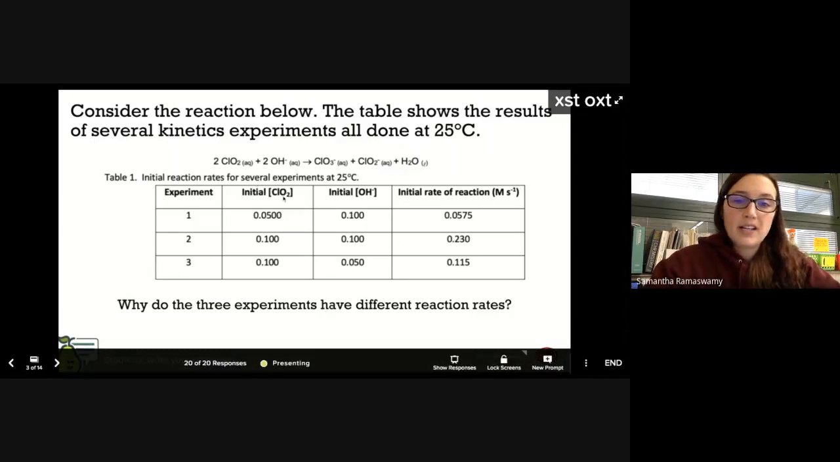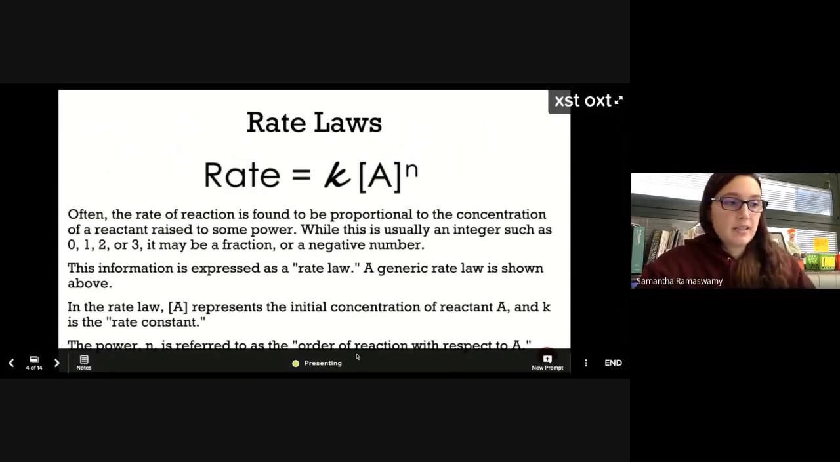Yeah, and some people even noticed why we have the higher rate in experiment 2. Some people said in experiment 2, the concentrations are higher, so the rate is higher, and that's true as well. So this is just looking at the idea that more concentration will result in a faster rate, or different concentrations will result in different rates.